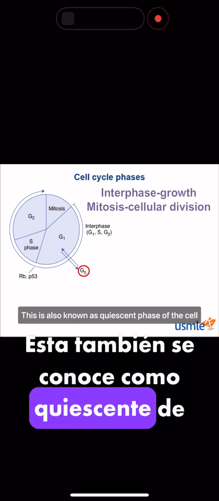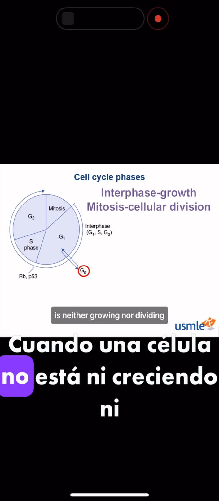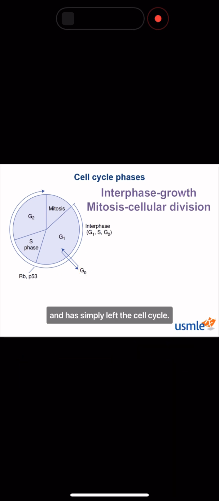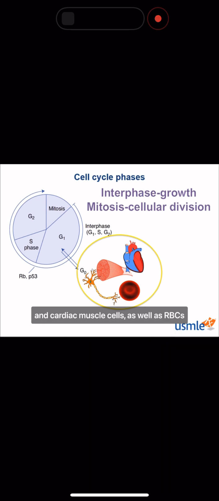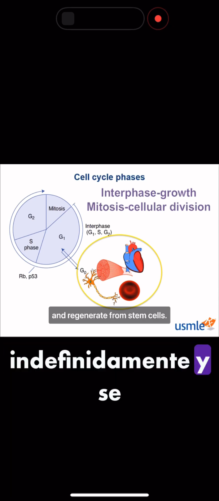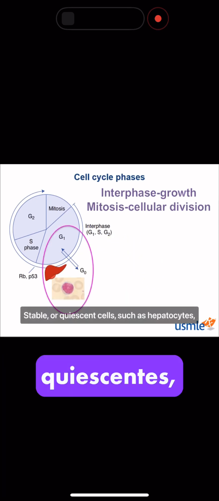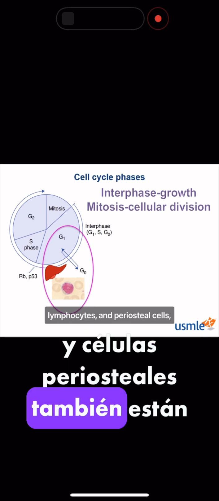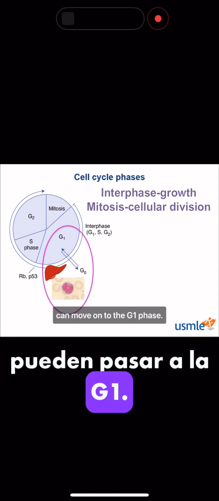A phase not really part of interphase or mitosis is a G0 phase or GAP0 phase. This is also known as a quiescent phase of the cell and represents the resting phase, when a cell is neither growing nor dividing and has simply left the cell cycle. Permanent cells such as neurons, skeletal and cardiac muscle cells, as well as RBCs remain in this phase indefinitely and regenerate from stem cells. Stable or quiescent cells such as hepatocytes, lymphocytes, and periosteal cells are also in G0 phase, but when activated can move on to the G1 phase.